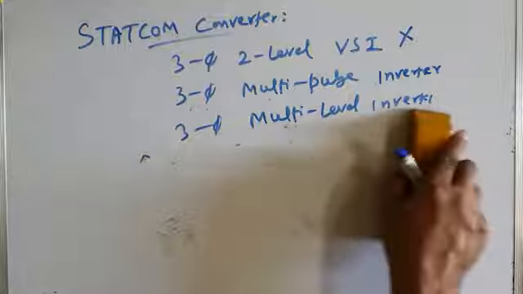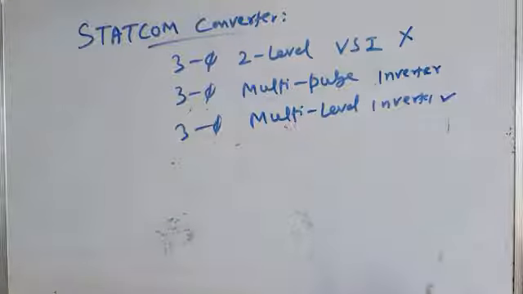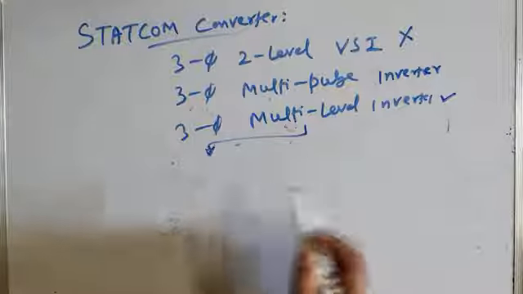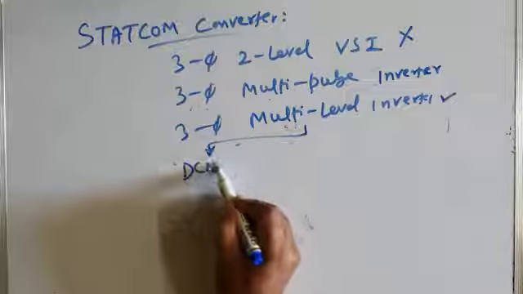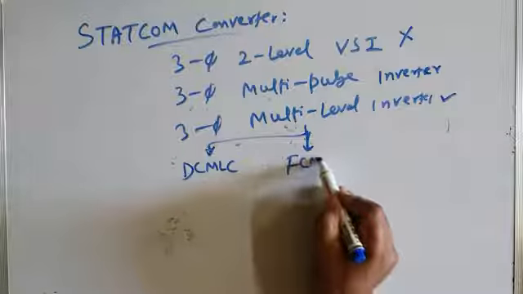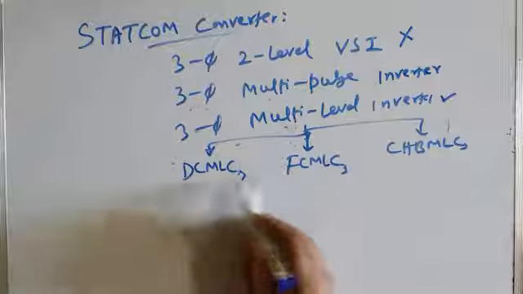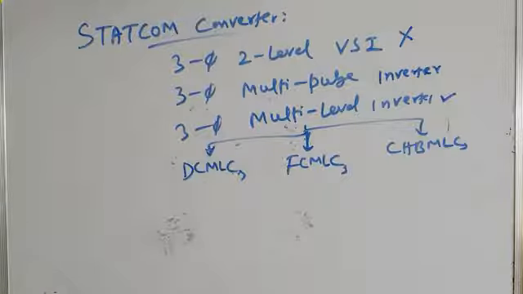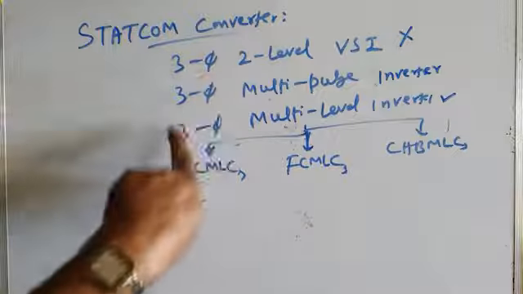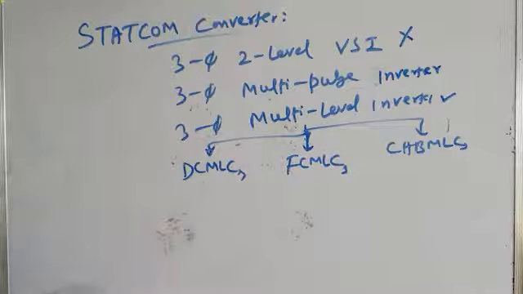But these multi-pulse inverters have now been taken over by multi-level inverters. Nowadays, for Statcom converters, multi-level converters are very popular, and we already know that there are broadly three types: diode clamped multi-level converter, flying capacitor multi-level converter, and cascaded H-bridge multi-level converter. These are very popular for medium voltage and high voltage applications. And since Statcom converters have to be connected through the interfacing transformer or coupling transformer directly to the transmission system, which is at a very high voltage, multi-level inverters are very popular for Statcom applications.